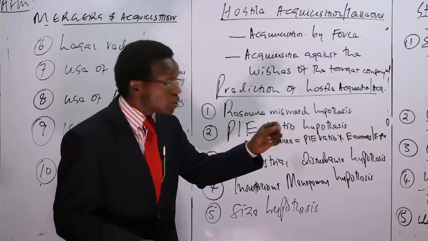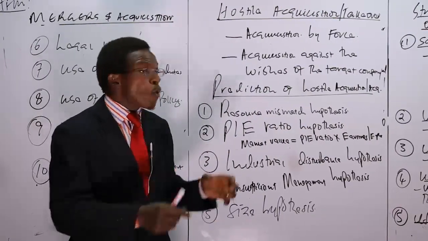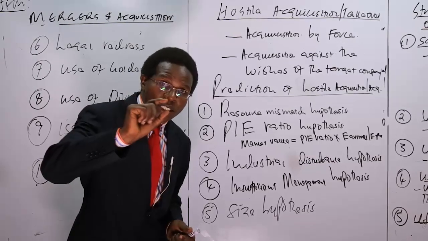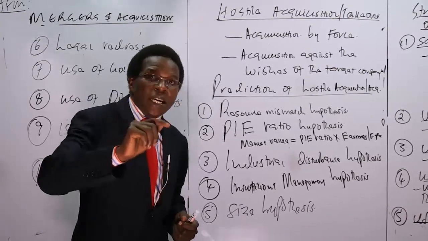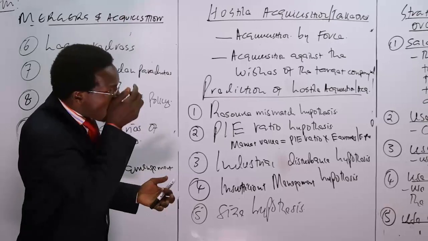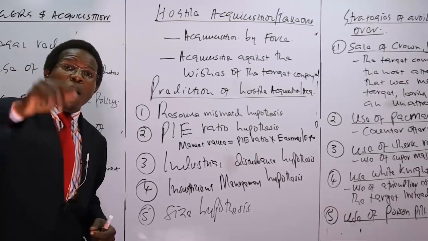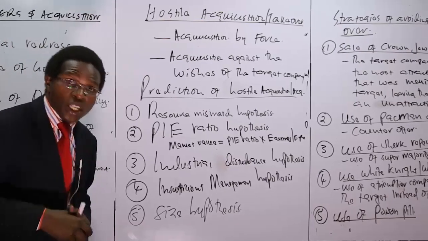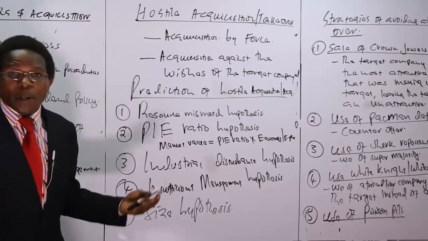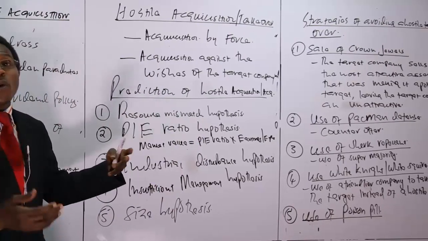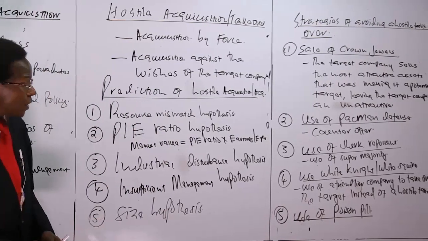If you're going to use the shark repellent strategy, we amend the articles of association to have a supermajority. If you have a supermajority, then it means simply that for an acquisition to be approved, it must be approved by more than 90% of shareholders or by 100% of shareholders. So that's in an AGM. And you know very well that will be unachievable. It will not be easy.